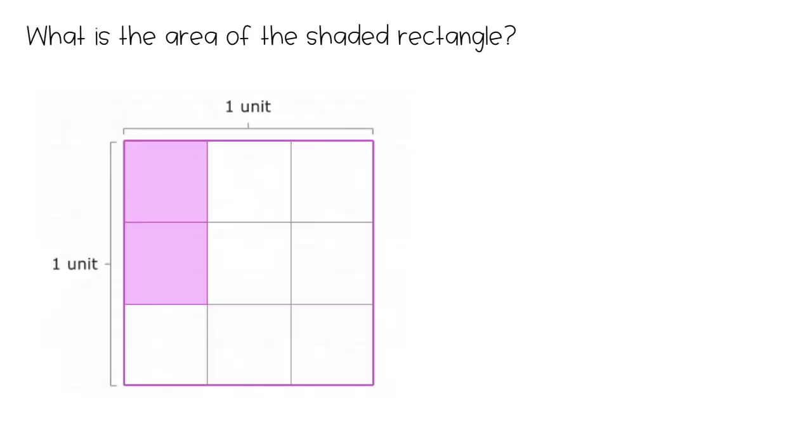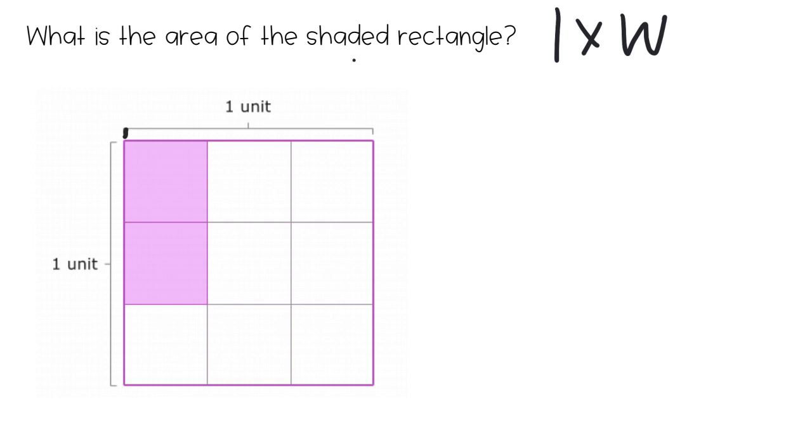Now I want you to take a moment and just look at this model. What do you notice? What do you see? What do you need to figure out before you can find the area? So I'm going to write up here. Remember, area equals length times width. And our question says, what is the area of this shaded rectangle? And we see it shaded as a nice little purple. So it's not talking about the whole thing. It's just talking about that shaded rectangle.